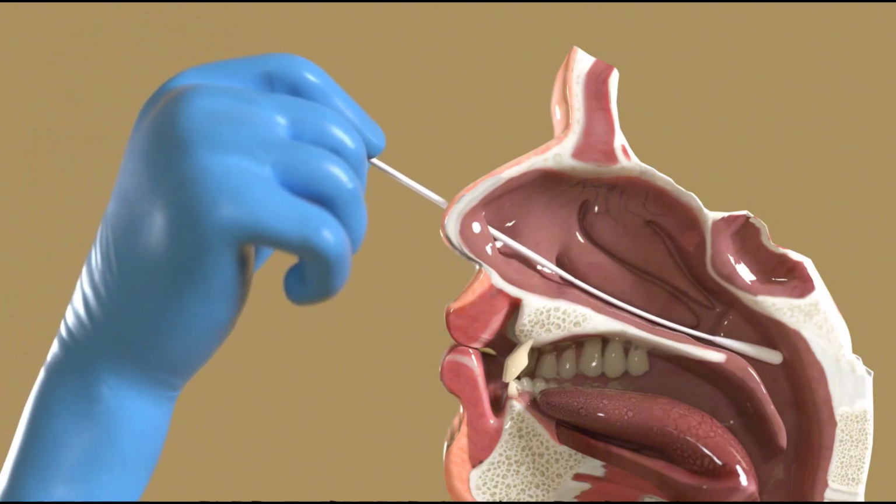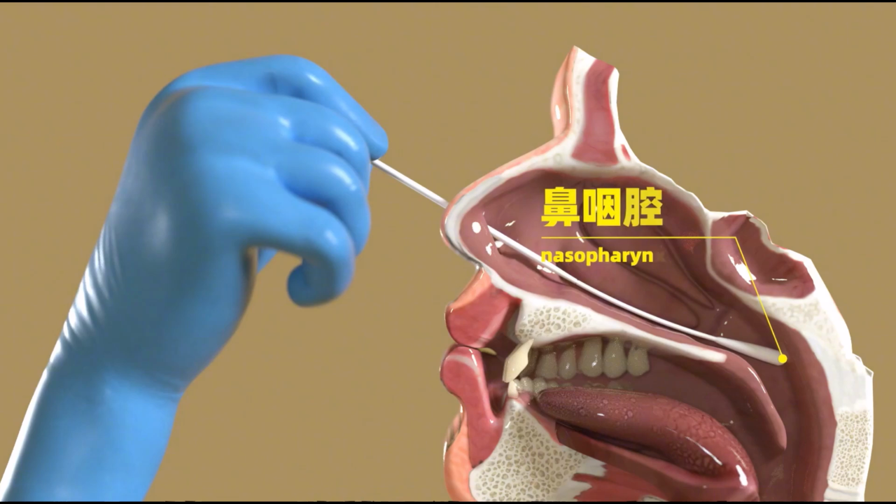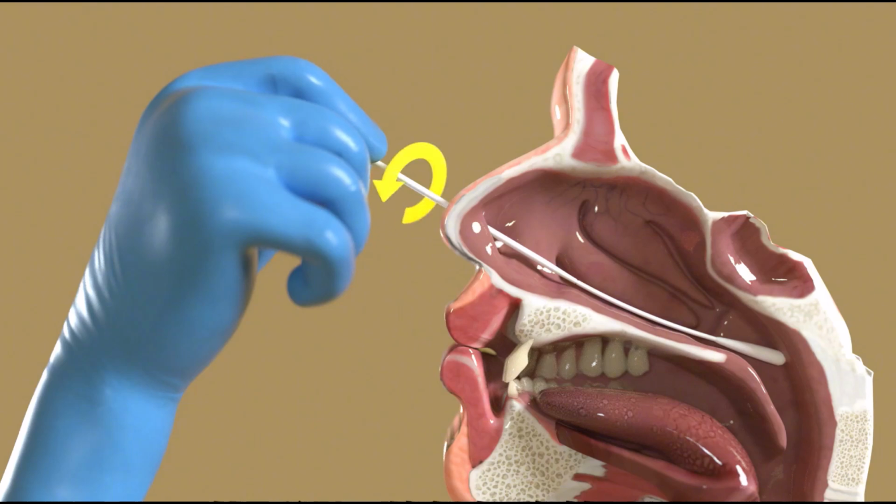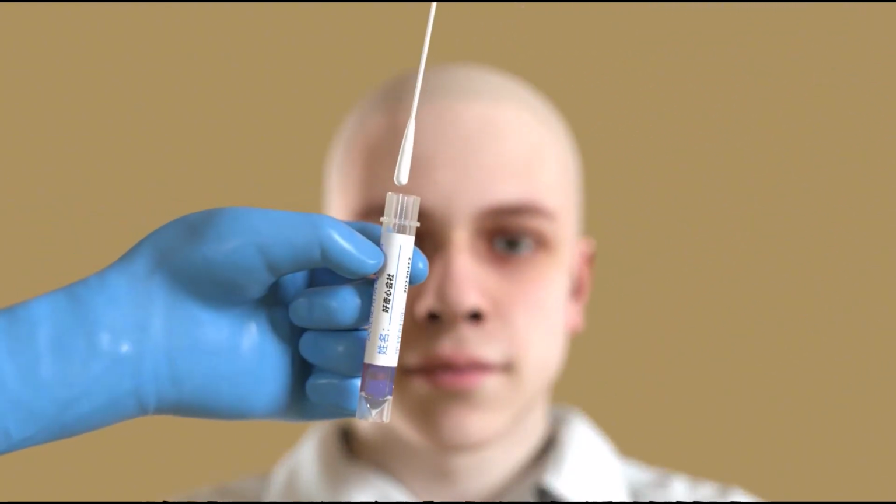When the swab stops, it's at the back of the nasopharyngeal cavity. You'll be surprised at how deep it goes. Maybe it's going to take a lot longer than you think, and then gently spin it around and slowly remove the swab. Place the swab tip into the tube with the virus preservation solution.